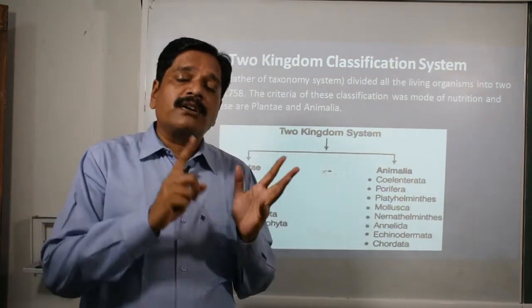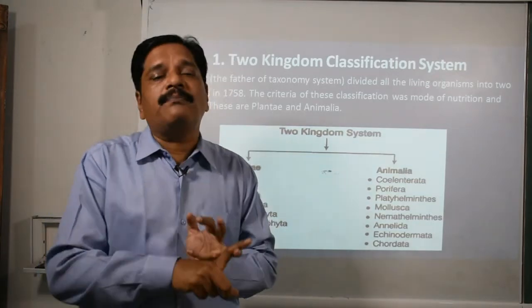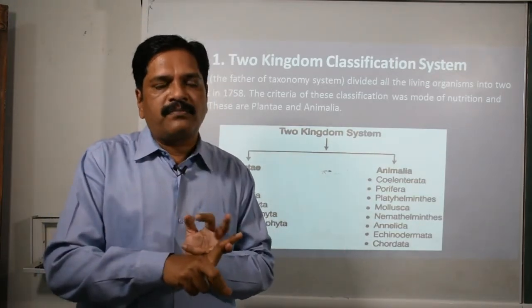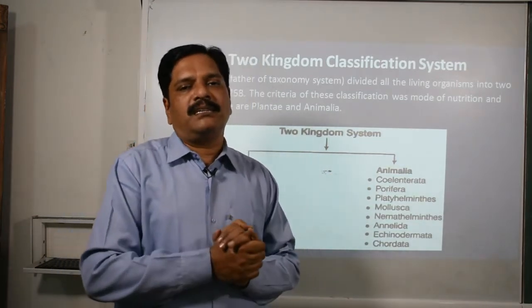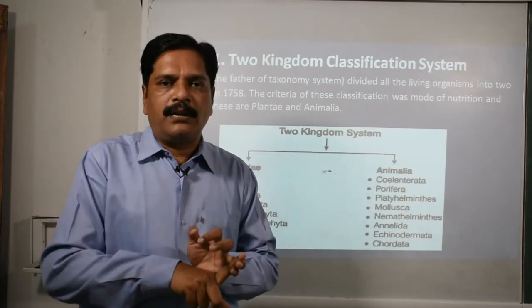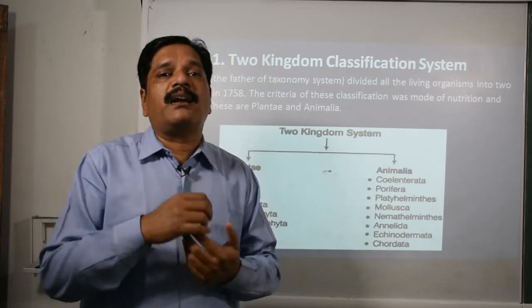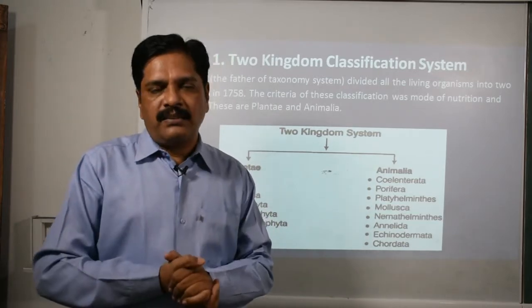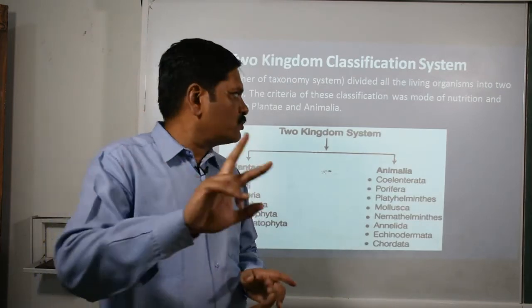If these organisms are autotrophs and they remain fixed on only one place, that means they are non-motile, then they were kept in one category, that is the Plantae. And if they are heterotrophs and they are able to change their place, able to move from place to place, then they were considered as animals. So there are two categories.